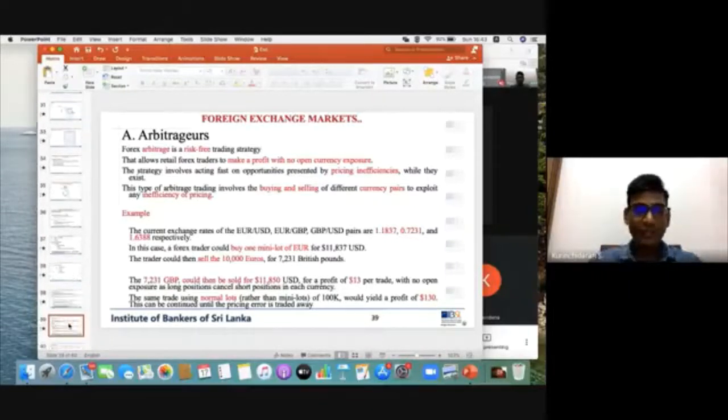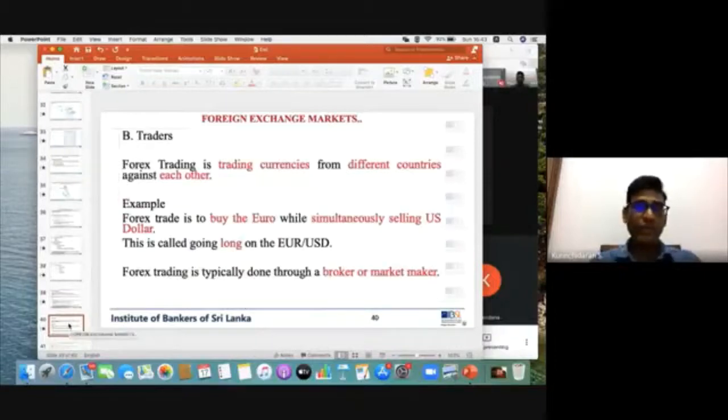Next, the players we call traders. They trade foreign currency, right? They buy dollars and sell, like, euro maybe. So they are also one of the key people, right?